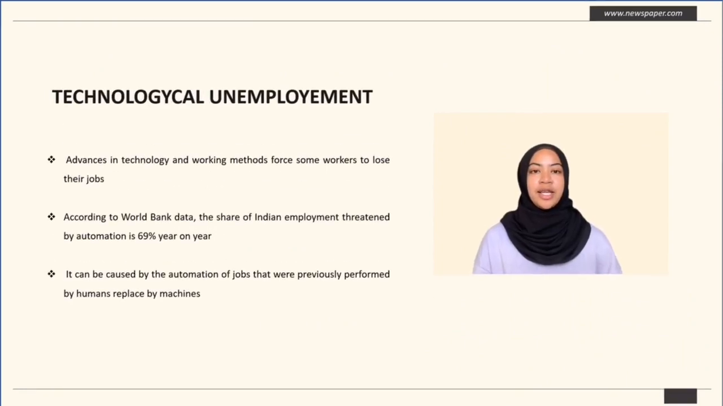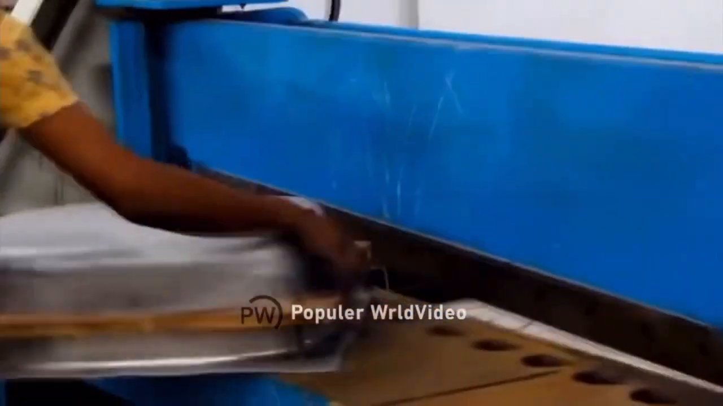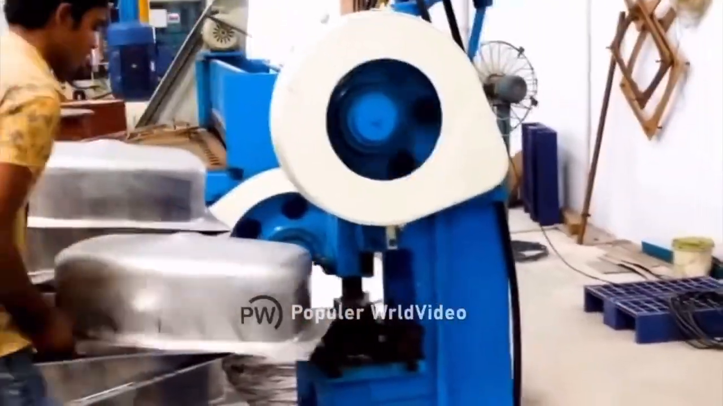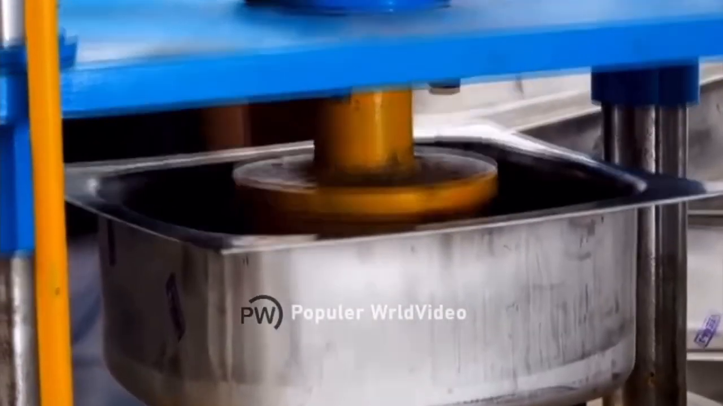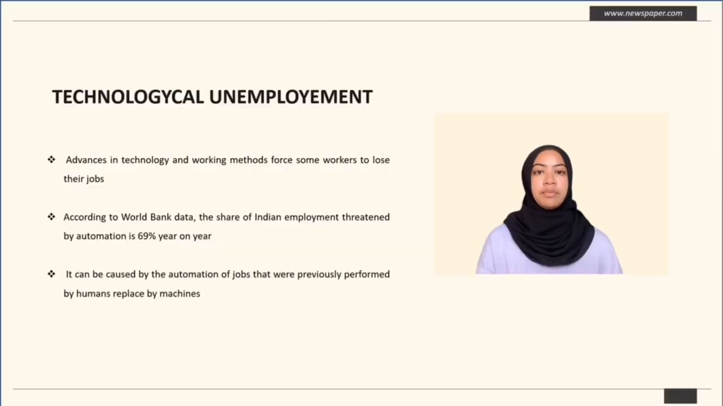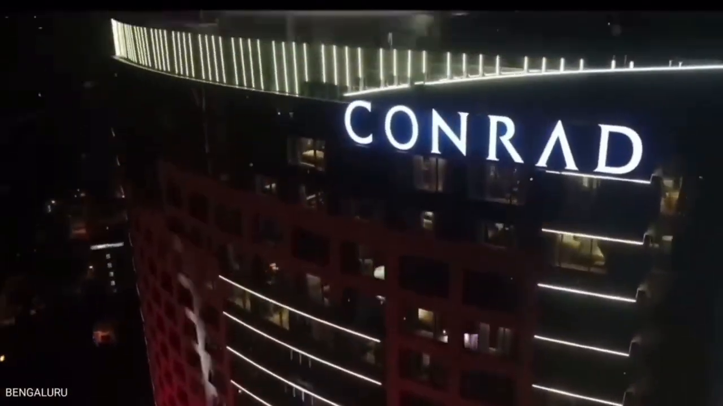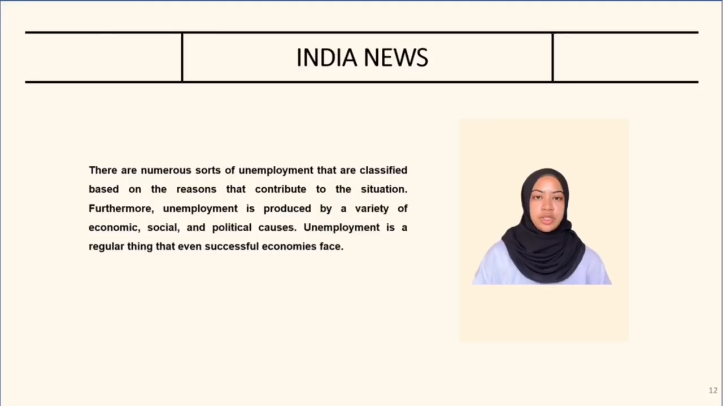Lastly, when advances in technology and working methods force some workers to lose their jobs, this is referred to as technological unemployment. According to World Bank data, the share of Indian employment threatened by automation is 69% year-on-year. Warehouse employees, for example, moving, loading and unloading items as well as packing them, require minimum human involvement. As a result, fewer workers are needed at the warehouse. To summarize, unemployment is a business-related issue. There are numerous sorts of unemployment that are classified based on the reasons that contribute to the situation.